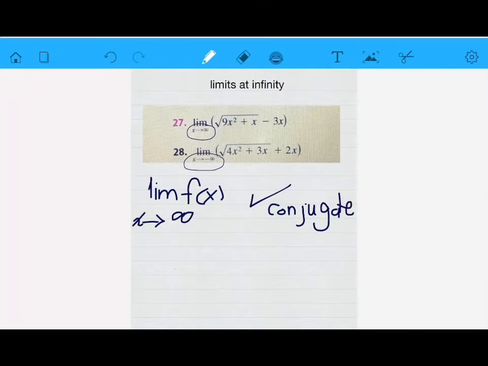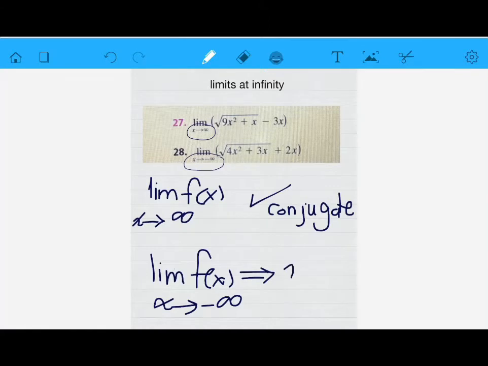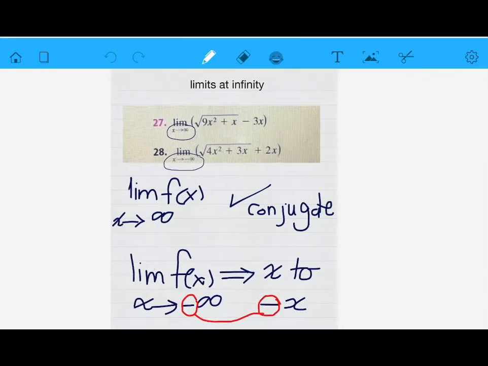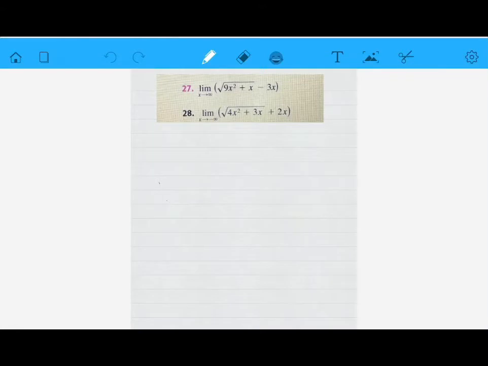The second part, the limit of f of x when x approaches minus infinity. Also, we'll use the conjugate because we have a radical. But where is the difference? I change plus to minus with the conjugate, and we will change each x to minus x. Why? Because x approaches minus infinity. Here in example 1, I will solve it and we will see the difference.